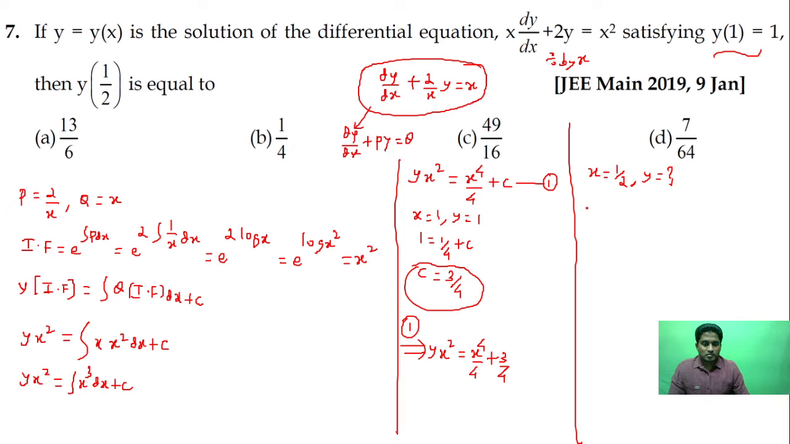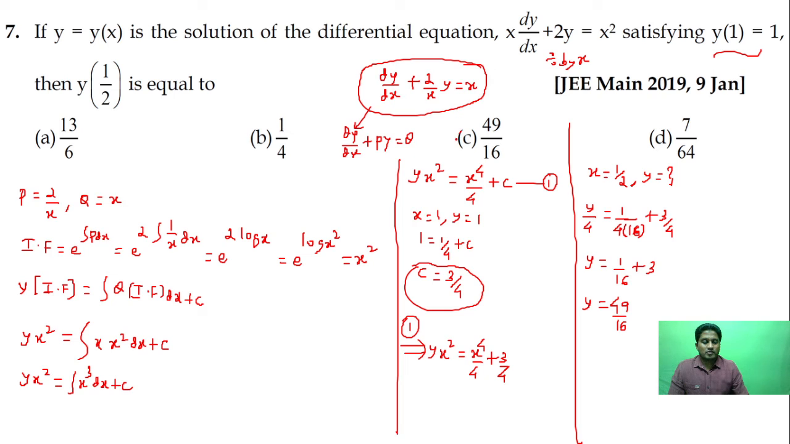You get y into 1 by 2 the whole square, which is y by 4, is equal to 1 by 4 into 2 power 4, which is 16, plus 3 by 4. So this is 1 upon 4 into 16 plus 3 upon 4. If I cross multiply, you get 1 upon 16 plus 3. 16 into 3 is 48, plus 1 is 49. So you get 49 upon 16.